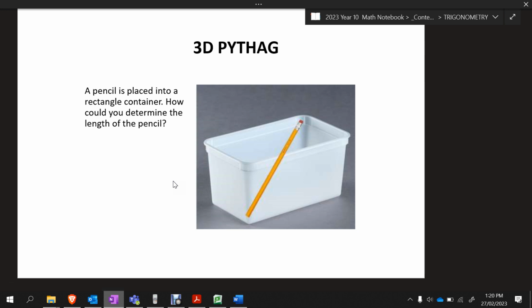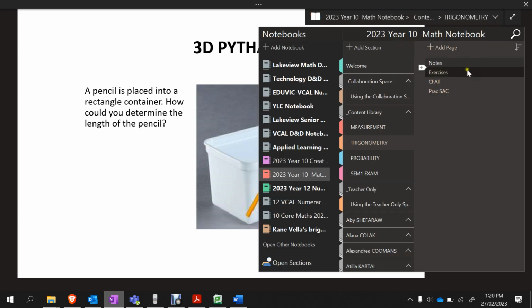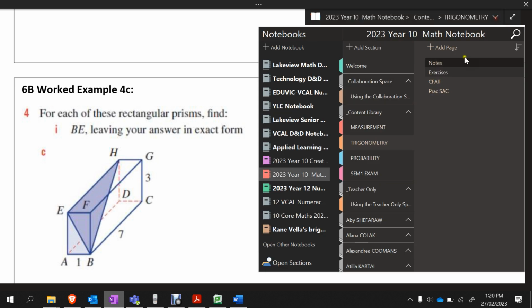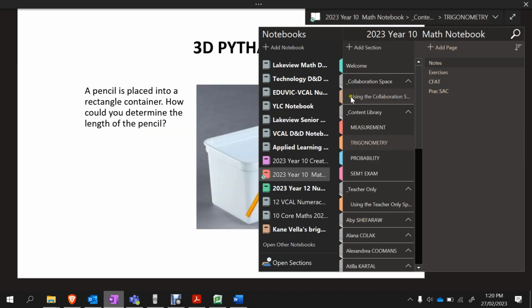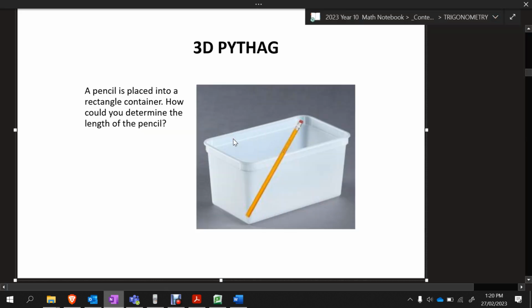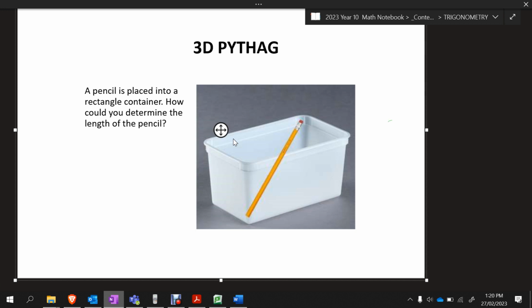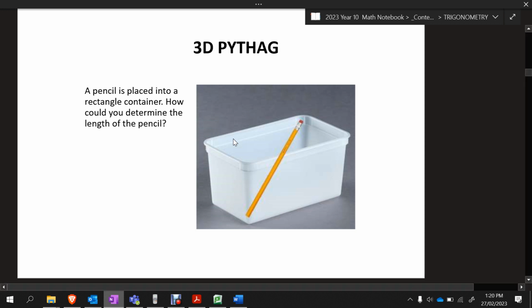Let's go to the 3D Pythag bit. Just watching along with me, please. Just watching along from the front. So now we're going to look at Pythag. Pythag's easy from a 2D plane or 2D perspective, but then what about a 3D Pythag type of question?